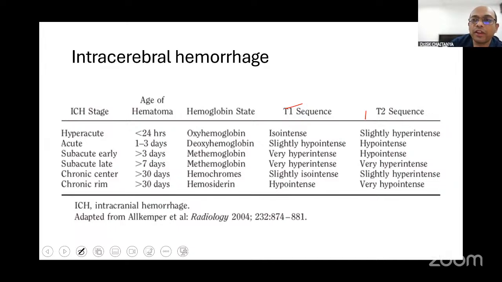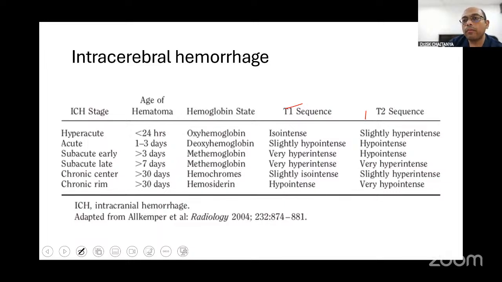So this is one challenge, where identifying a bleed and trying to determine the age of the bleed requires some technical expertise. CT is still the best modality to identify a bleed, but if you have to tightly mark the age of the bleed, MRI definitely helps us.